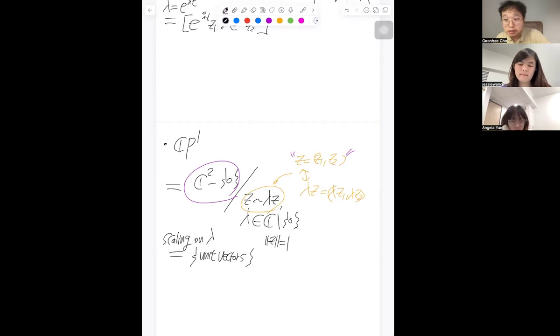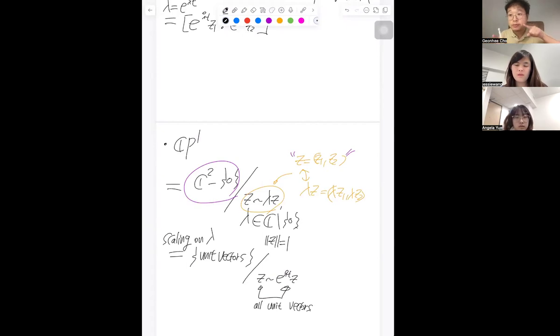Does that make sense to you? By multiplying some lambda value, but it's still possible that there's another t that makes this happen. So we should still identify z with e to the it z. With e to the it, the magnitude is still 1. So those two are all unit vectors. Are you with me? Those two are all unit vectors as well.